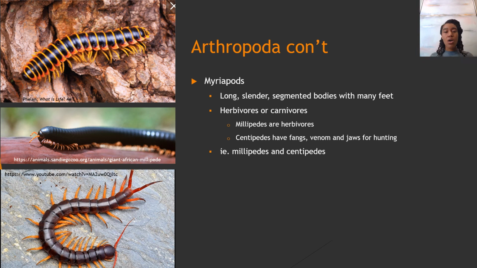Myriapods are long, slender, segmented-bodied arthropods, and they have many feet. You can see them in various pictures. You can definitely see them in this millipede here, as all these little projections under its body are all its little feet. And they can be herbivores or carnivores depending on the type. So when we're talking about millipedes, like this guy, they are herbivores. They generally live in the forest floor. They eat leaves that have fallen from trees and decaying plant material.